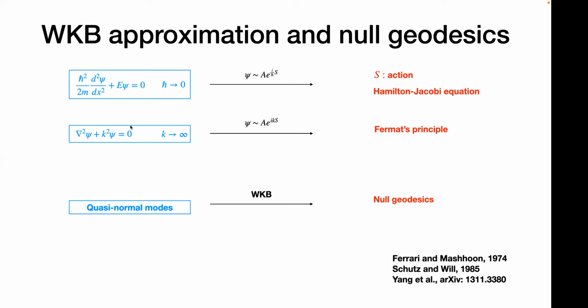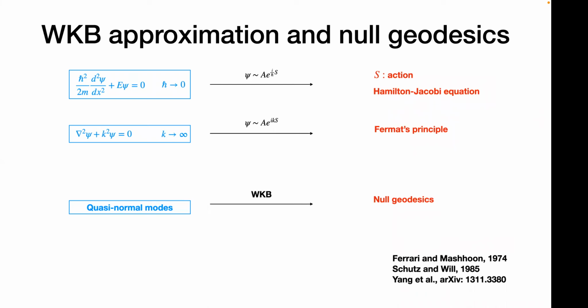The other example is geometric optics. We know an electromagnetic wave can be described by the Maxwell equations, but in the short wavelength limit, it can be treated as a light ray, which satisfies Fermat's principle. And still, you can use the WKB approximation to bridge both sides.